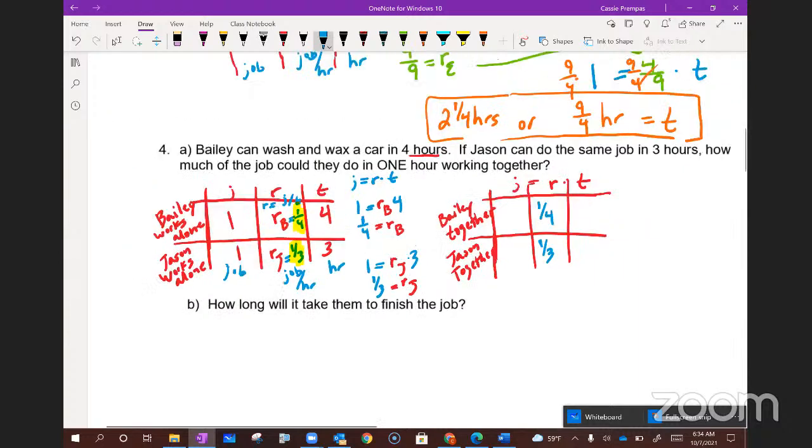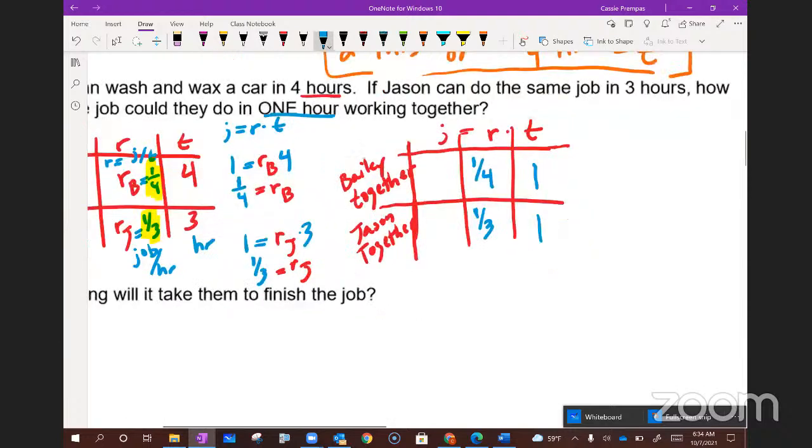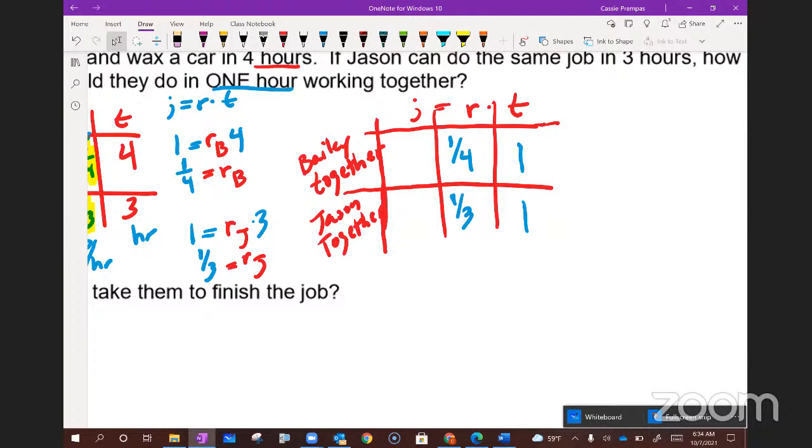Now it says, how much of the job can they do in 1 hour working together? So I know that the time that they're working together is 1 hour and 1 hour. Now, just like we did the questions yesterday when you had 2 people, once you have two columns to fill in, you fill in the last column using those two.